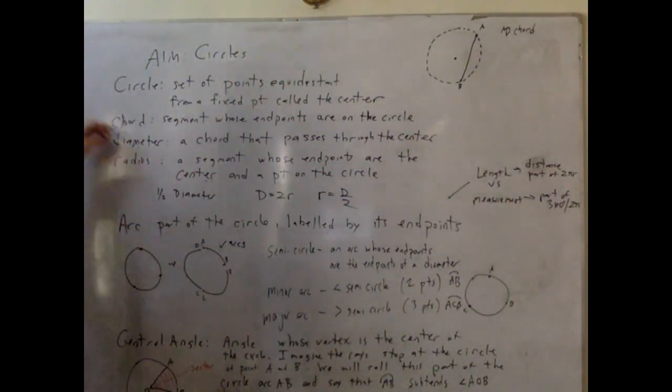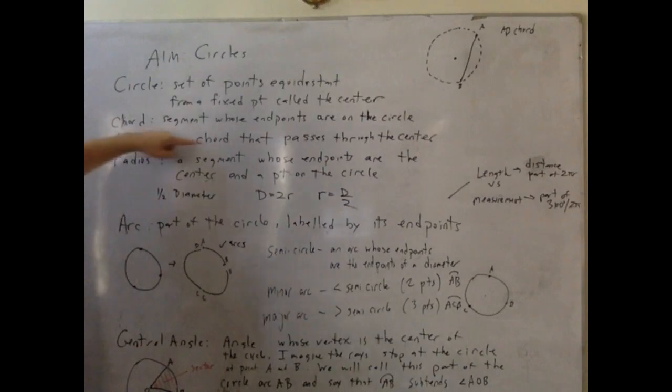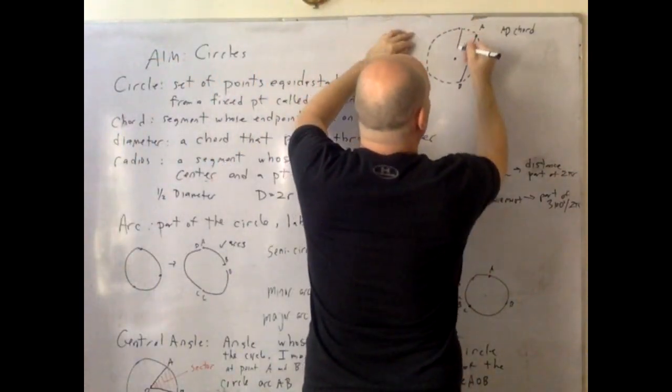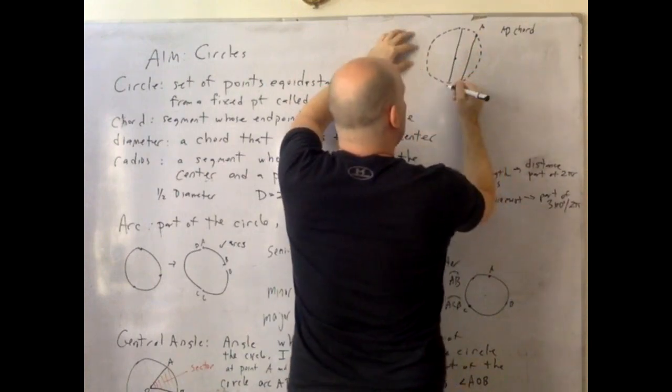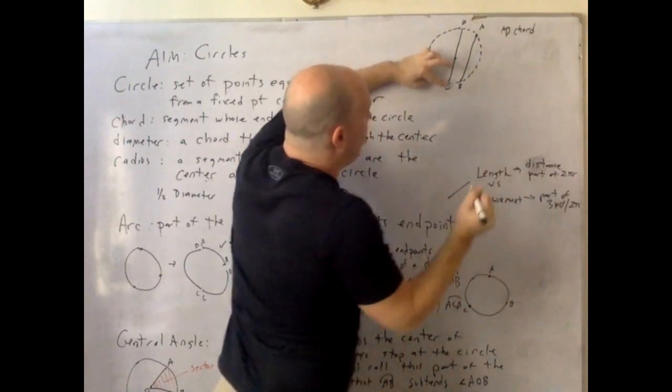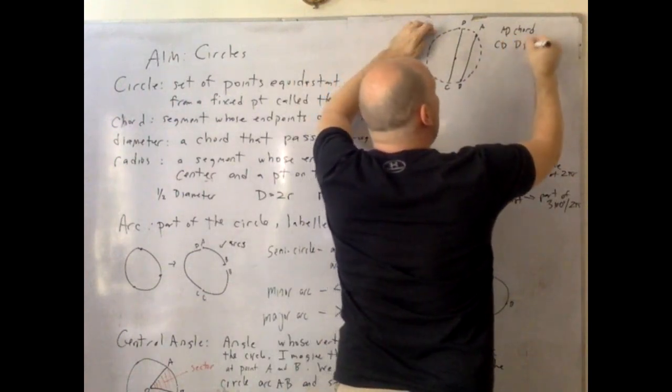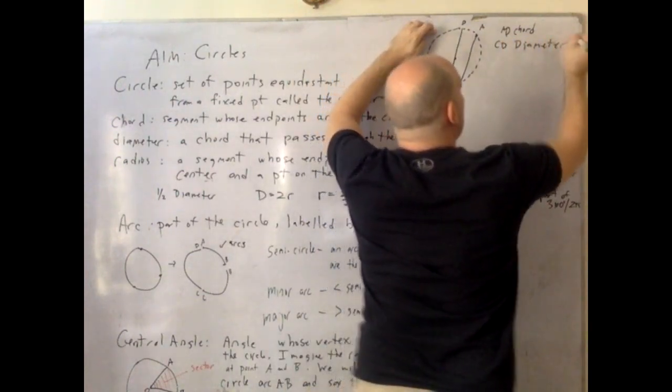Good. Next definition, diameter. It's a chord that passes through the center. So here's a chord, here's point CD. The points are around the circle and it passes through the center. So CD is known as a diameter.